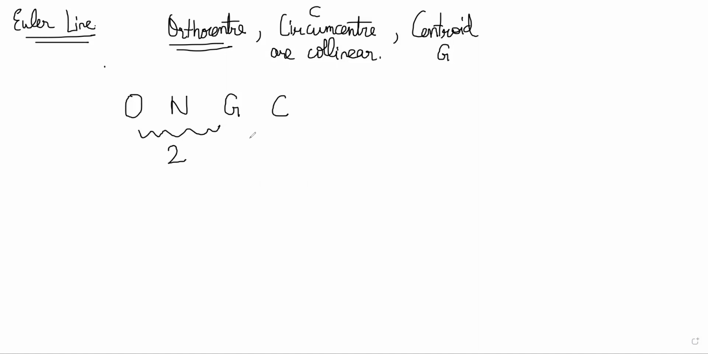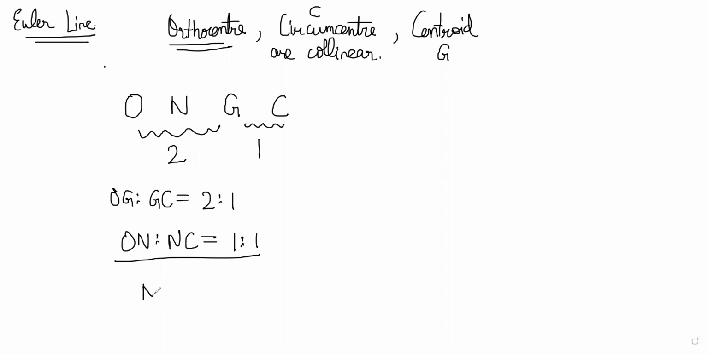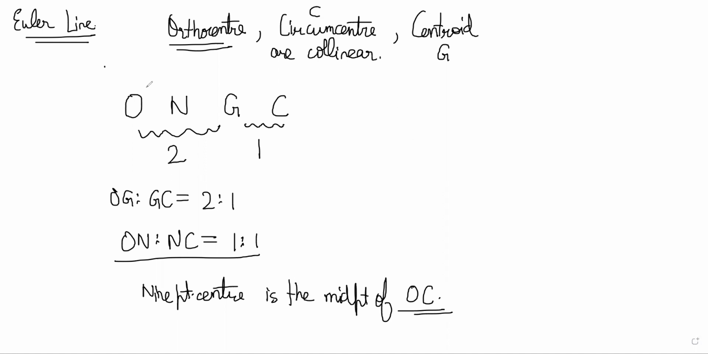ONGC it is 2:1 ratio. Okay. So OG is to GC is equal to 2:1, and also ON is to NC is equal to 1:1. So basically N, the 9-point center, is the midpoint of OC. Is the midpoint of OG? No, the midpoint of OC. It is the midpoint of OC, not OG. Don't remember wrong results and confuse everyone.